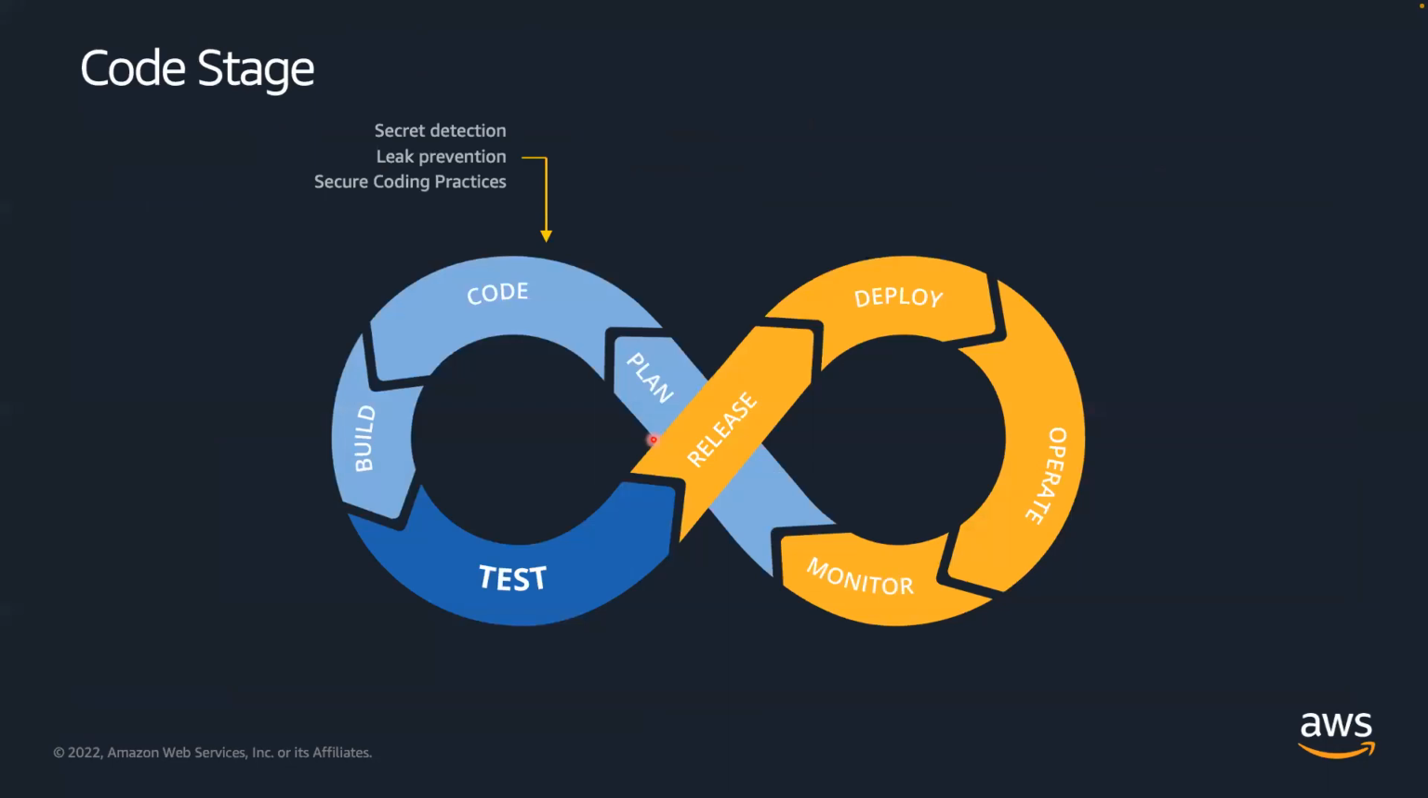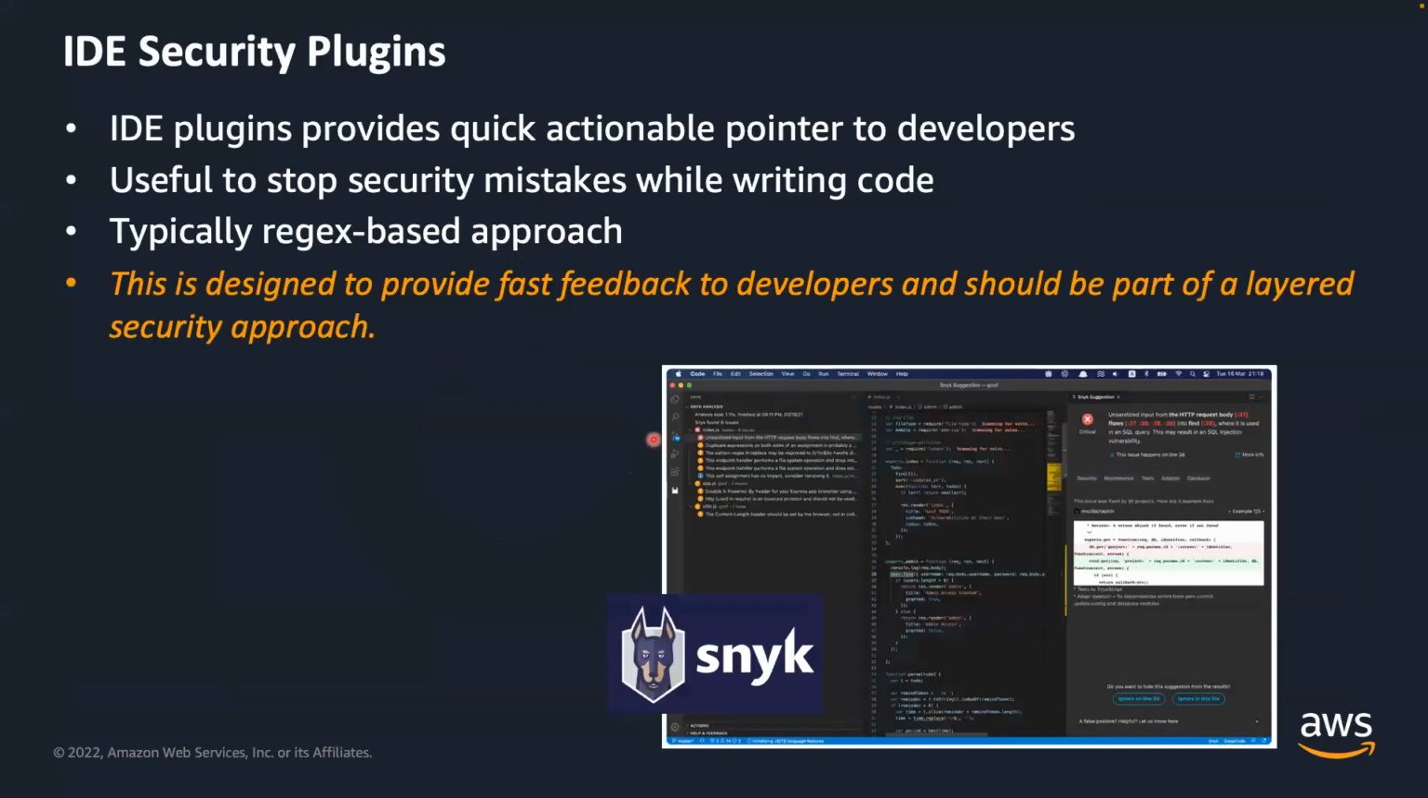All right, so let's move on to the code stage. This is where we start writing our software. There are multiple ways to make sure that the way you write code is more secure. First of all is IDE security plugins. It depends on what your favorite IDE is. I myself use Visual Studio Code. There are multiple solutions or plugins that can integrate into your IDE.